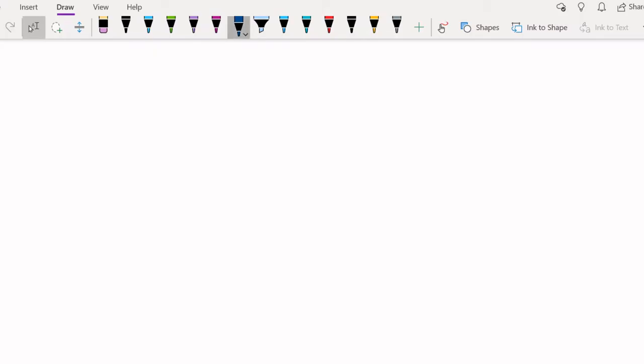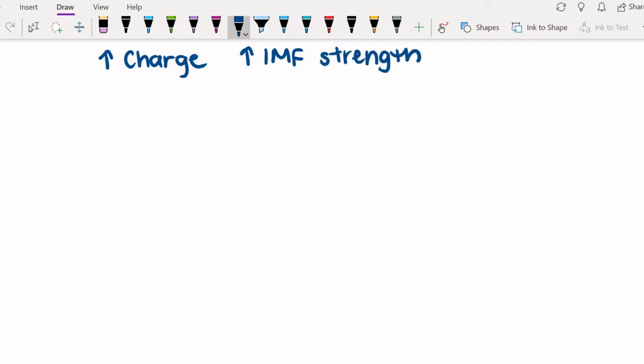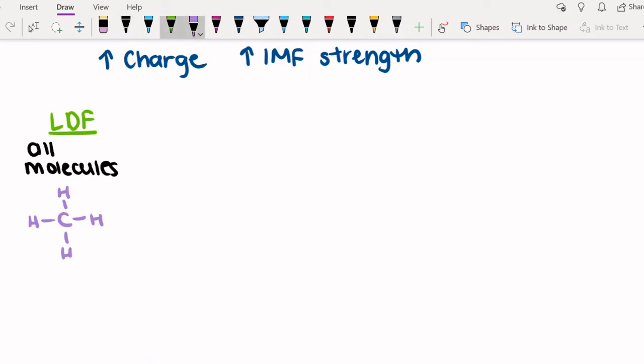I just threw so much information at you, so let's take a second to review everything we've talked about. No new information here, I promise. The strength of the intermolecular force increases as the charge of the particles involved increases. The weakest IMF is van der Waals or London dispersion force. It is present between all particles.